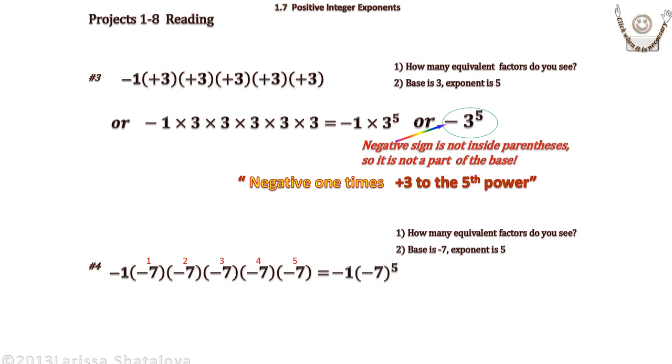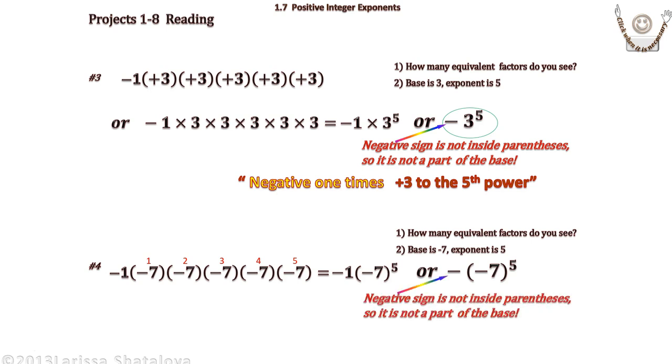And sometimes you will see it like this, a negative sign outside of parentheses, and then negative 7 within parentheses, and the exponent is 5. So this negative sign outside of parentheses is not a part of the base. Now how to read this? Negative 1 times negative 7 to the 5th power. Please pay attention. It's a tricky moment, but this is how it is.